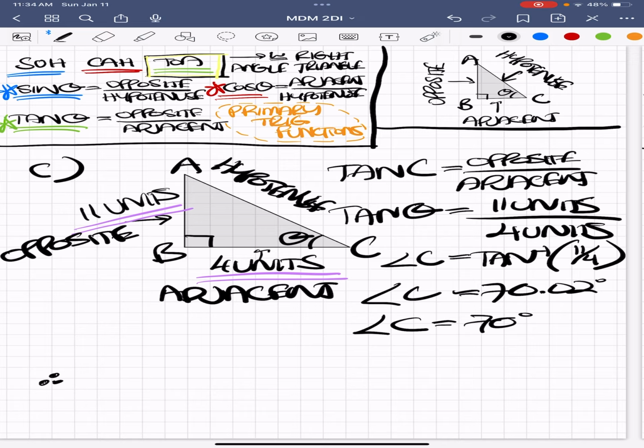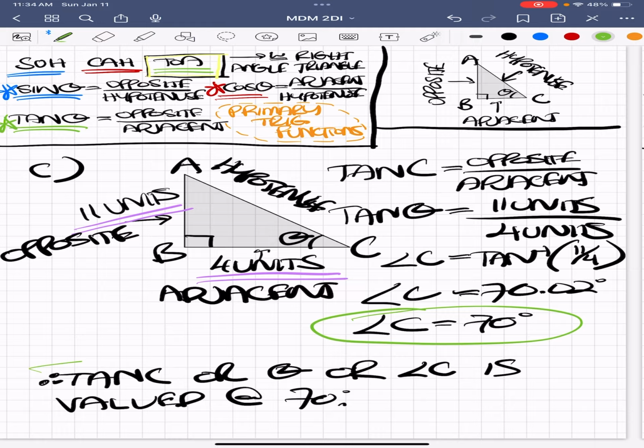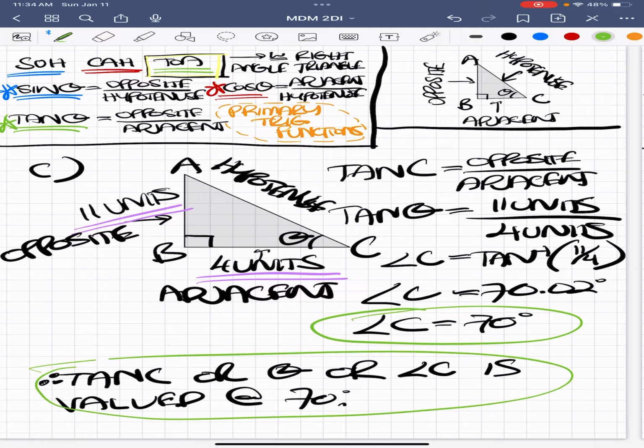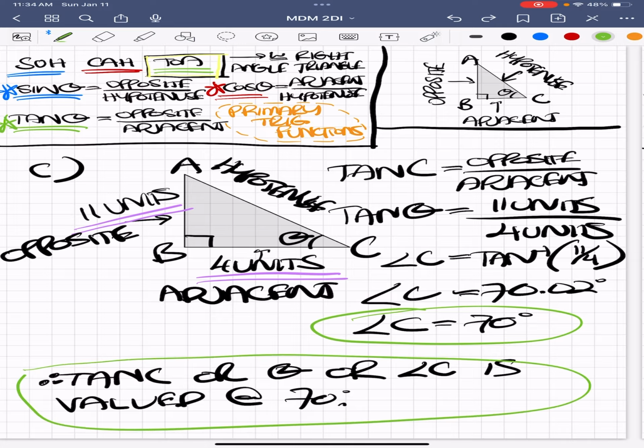And we have tan C or theta or angle C is valued at 70 degrees. I'm going to take our green here, we're going to circle our answer, and then our therefore statement. Let's try that again. We're going to circle our therefore statement. Alright, moving on to the next question.